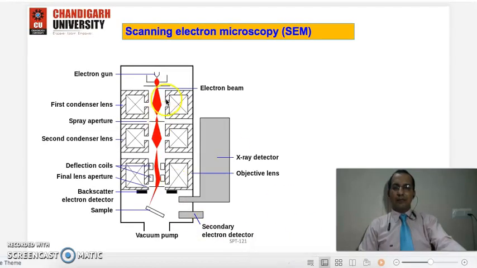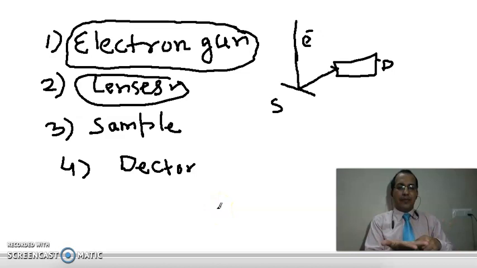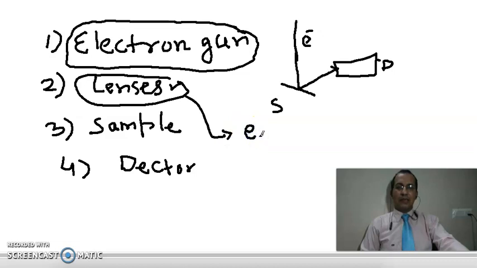If I pull up this figure, it shows the first condenser lens, spray aperture, second condenser lens, deflection coil, and the final lens aperture. These lenses are different from optical lenses. If you look at a palmist, who tells the future, they have a magnifying glass, which is an optical lens. In this case, you don't have an optical lens; these are electromagnetic lenses. We have to make it clear that these are not optical lenses.